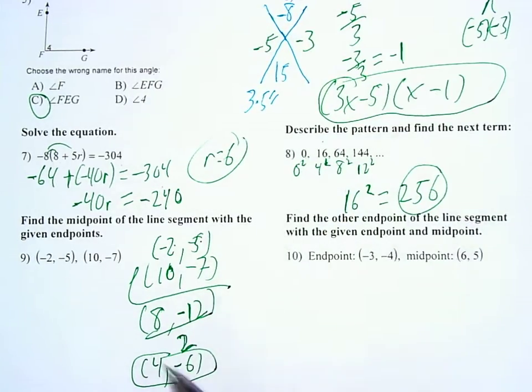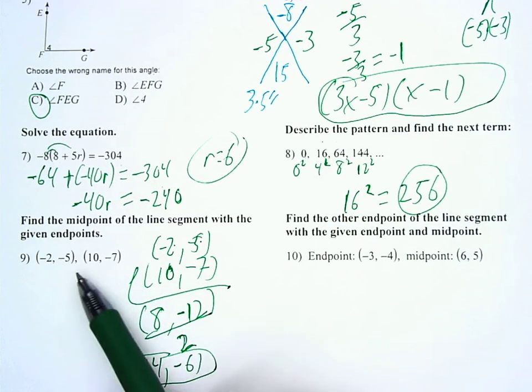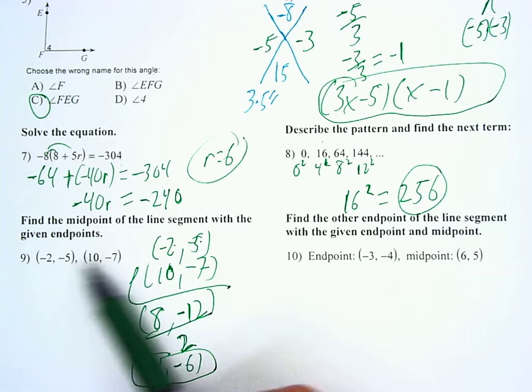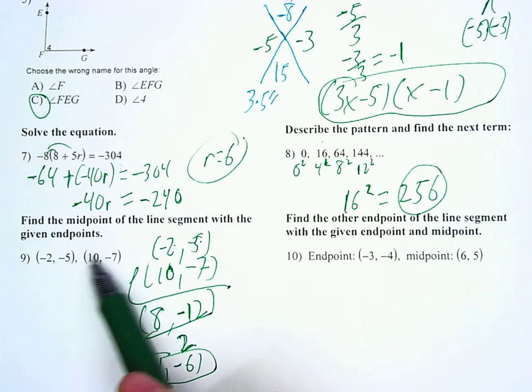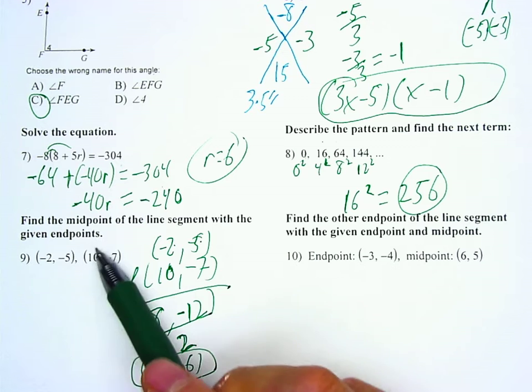You can verify your work here again by verifying that -6 is halfway between the y values. -5, -7, yeah. -6 is halfway between, then 4 is halfway between the x's. -2 and 10, it's 6 away from 10 and 6 away from -2.